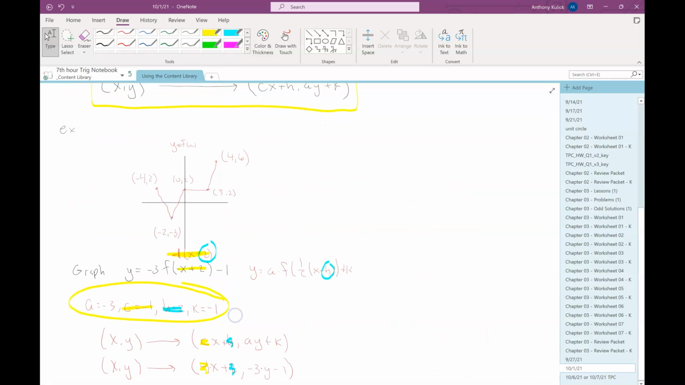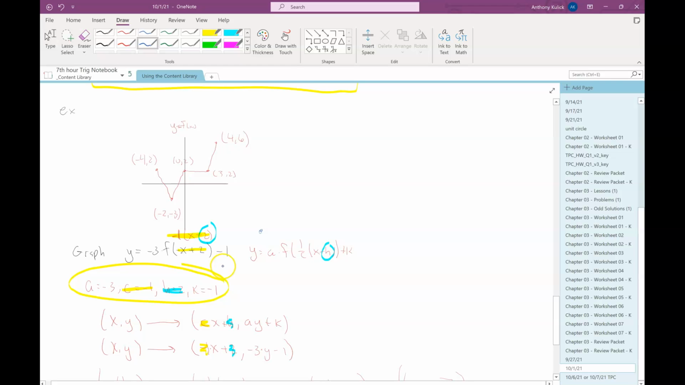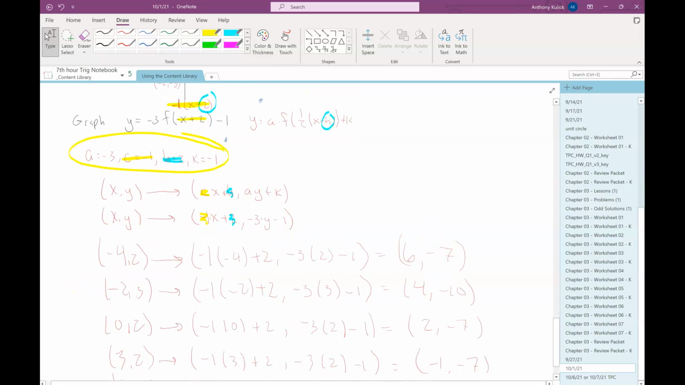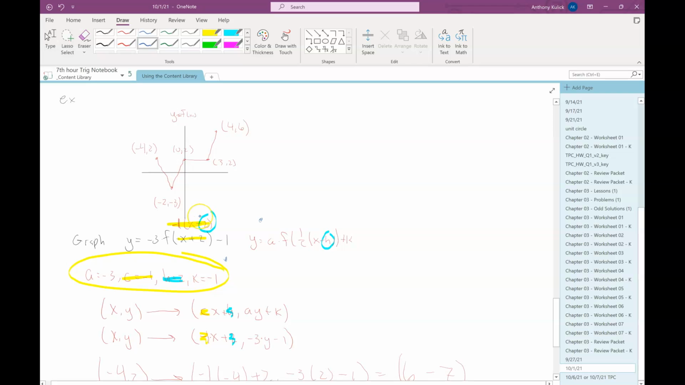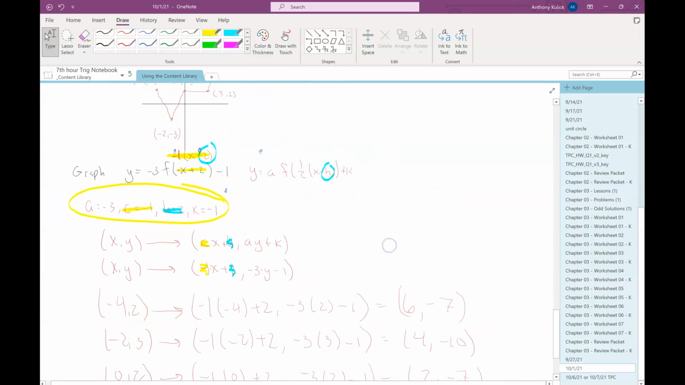So let's see, I have 6, -7. Oh, let's use a different color than red, huh? And then I have 4, -10. This is going to get terribly messy. 2, -7. And then -1, -7. And then -2, -19. So that's my new graph.